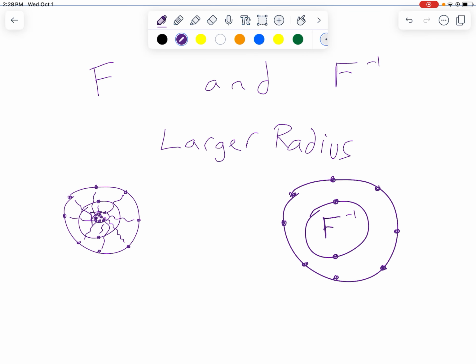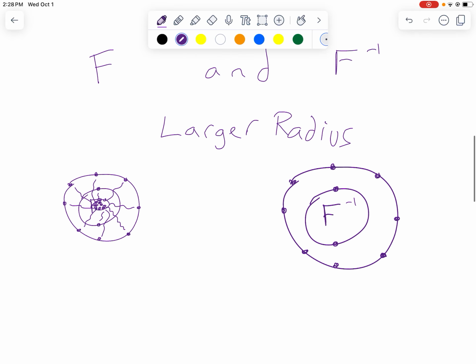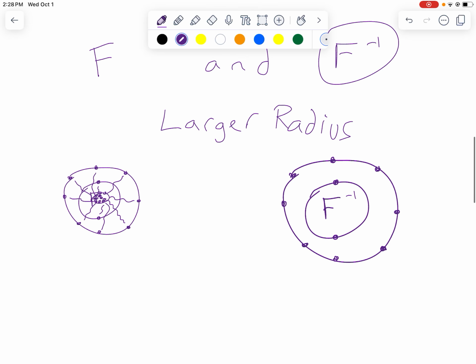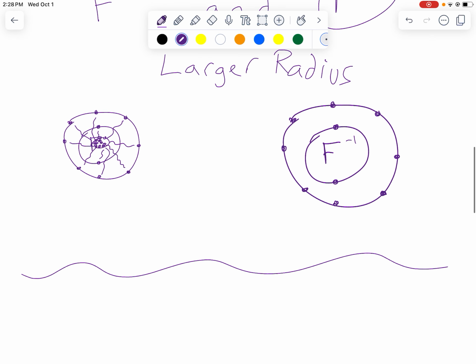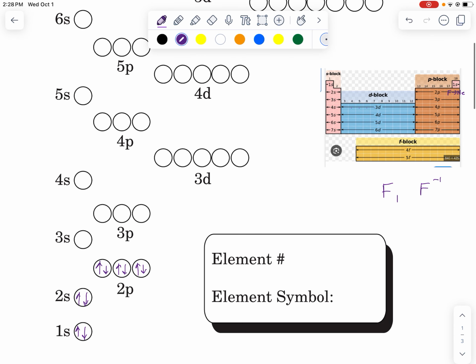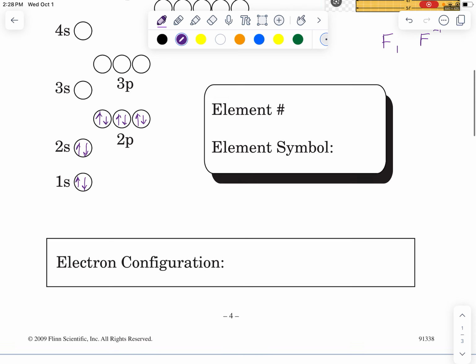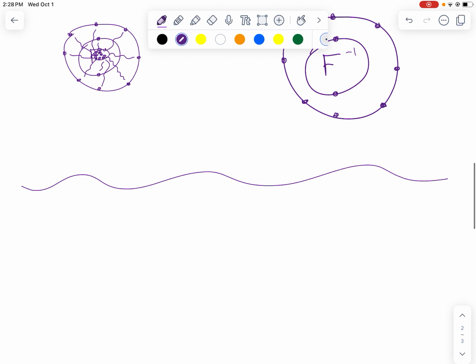Okay? Now, if you think of the other end of it, we talked about a negative ion. What if we thought about a positive ion, right? Let's think of one that's maybe small-ish. Let's look at sodium, okay? So we can think of Na and Na+1.